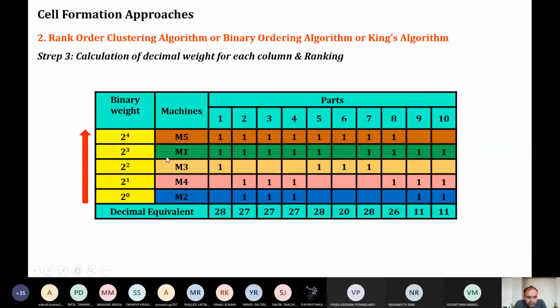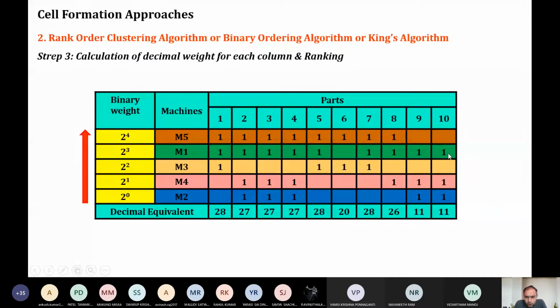Again, you should remember to assign the values from bottom to top, from down to up. You are going to assign the binary weights. So now we are assigning 2 power 0, 2 power 1, 2 power 2, 2 power 3, 2 power 4, because there are only 5 machines. After doing this, we are going to calculate the column-wise decimal equivalents.